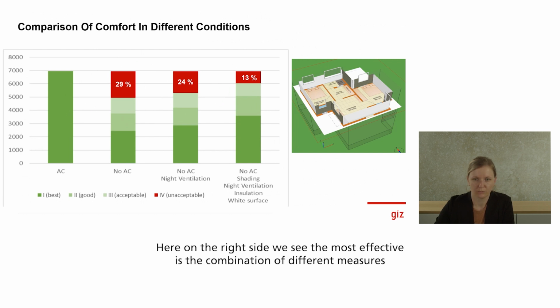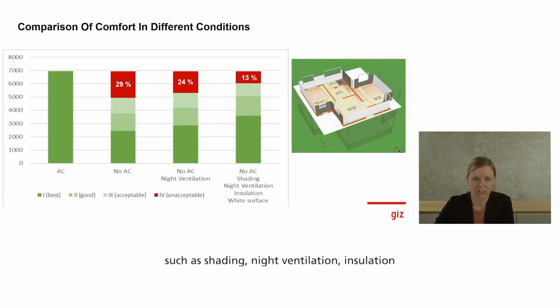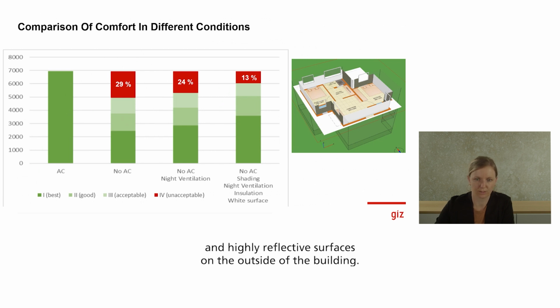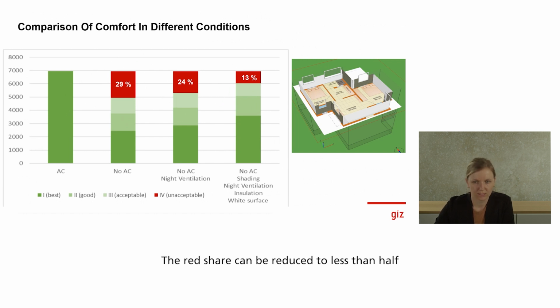Here on the right side, we see the most effective is the combination of different measures, such as shading, night ventilation, insulation, and highly reflective surfaces on the outside of the building. This is shown on the far right. The red share can be reduced to less than half compared to the case without measures.